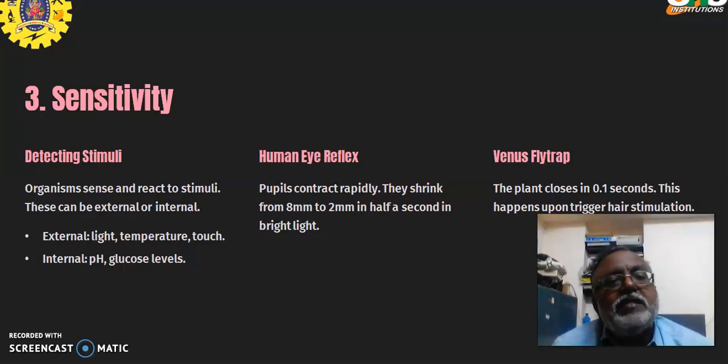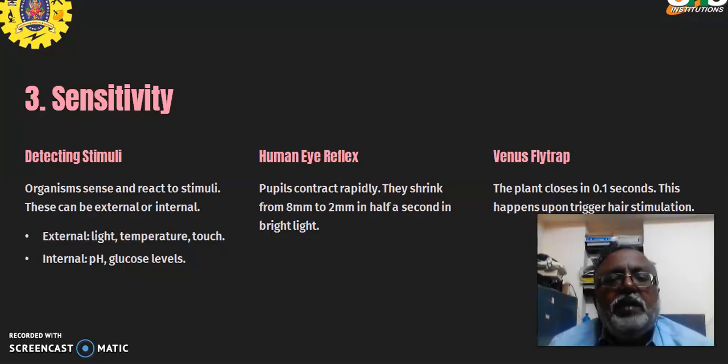These can be either external or internal. For example, light, temperature and touch are external stimuli. pH value and glucose level are internal stimuli. So, we know that both external as well as internal stimuli can be detected under the category of sensitivity.